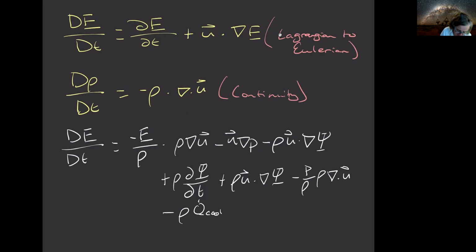And all of that simplifies down to just being the energy, oh, that's P, not rho, times the divergence of the velocity field. So that's how our pressure and our energy are changing with the flow through, minus the velocity field dot with the change in pressure, minus rho Q cool.